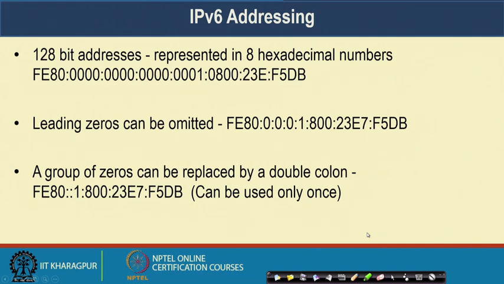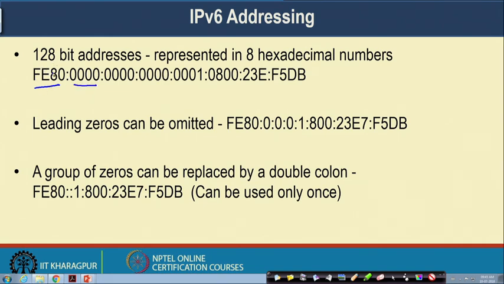Okay. So, this is the format for IPv6 addressing. As we have mentioned, we use 128-bit IP addresses, represented in 8 hexadecimal numbers. Every hexadecimal number is like FE80, then 0000. So, a 16-bit binary is converted to the corresponding hexadecimal number, and they are separated by a colon. That way we represent this 128-bit address in IPv6.